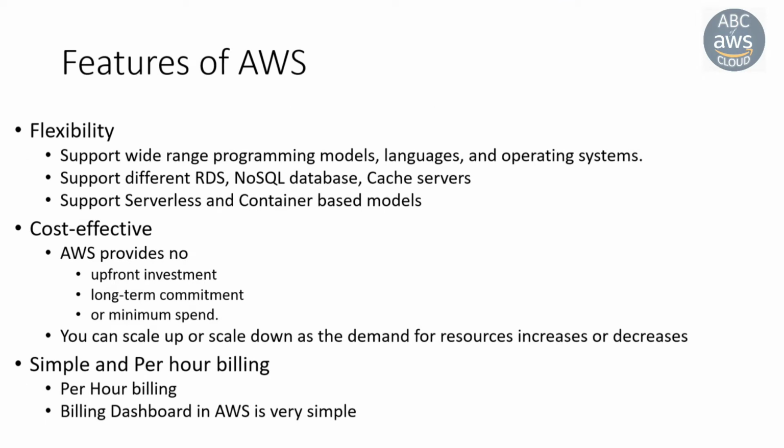What are the features of AWS? One is flexibility. Flexibility means it supports a wide range of programming models, languages, and operating systems. The popular programming languages and operating systems in the market are all supported by AWS, so you need not worry that a language is not supported. They also support a wide range of database servers, NoSQL servers, cache servers, and serverless and container-based models. For container-based models, they support ECS, Elastic Container Service, as well as the Kubernetes service.